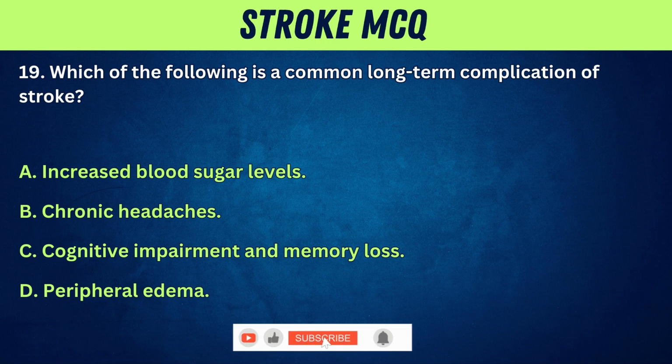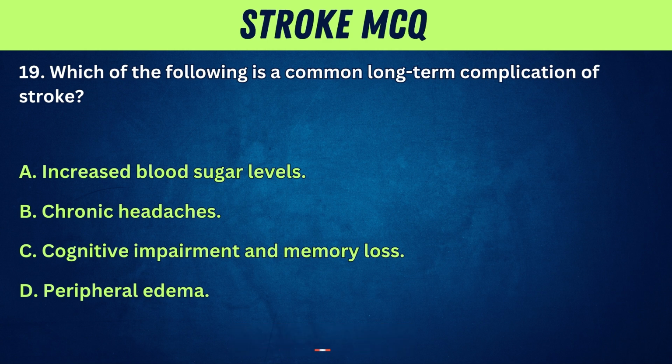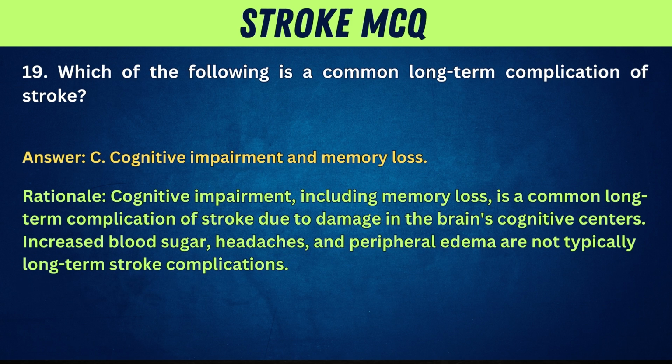A. Increased blood sugar levels. B. Chronic headaches. C. Cognitive impairment and memory loss. D. Peripheral edema. Answer: C. Cognitive impairment and memory loss. Rationale: cognitive impairment, including memory loss, is a common long-term complication of stroke due to damage in the brain's cognitive centers. Increased blood sugar, headaches, and peripheral edema are not typically long-term stroke complications.